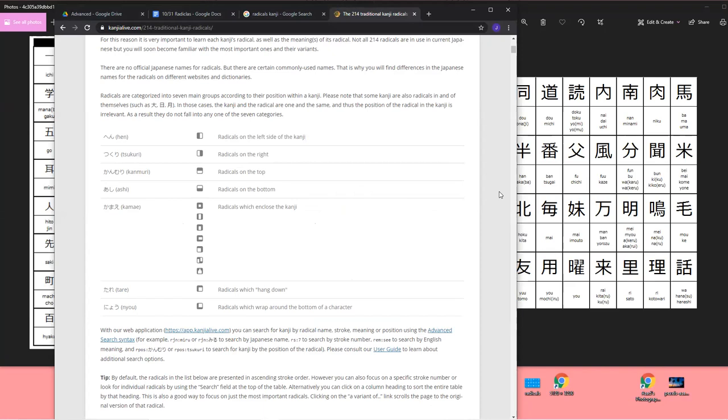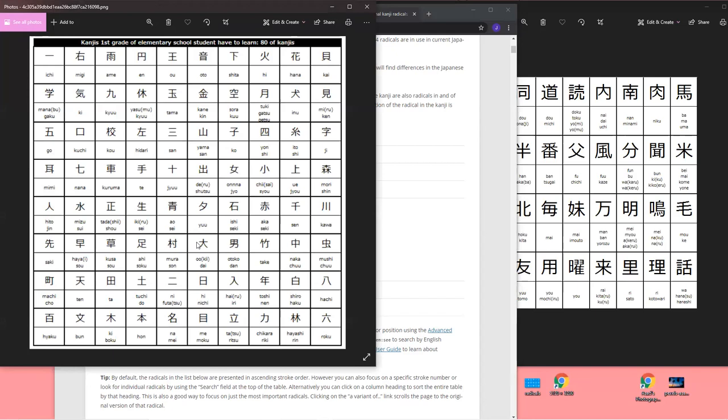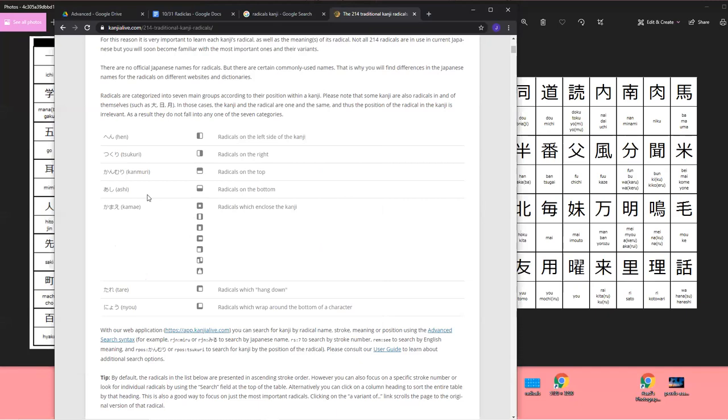So we have Ashi. Ashi would be the radicals on the bottom. Ashi actually means feet. There's a kanji, if I can find it. Oh, Ashi, right here. Ashi means feet. I guess that's why they called it Ashi, because your feet are at the very bottom of your body. Maybe, I don't know. But yeah, radicals on the bottom.